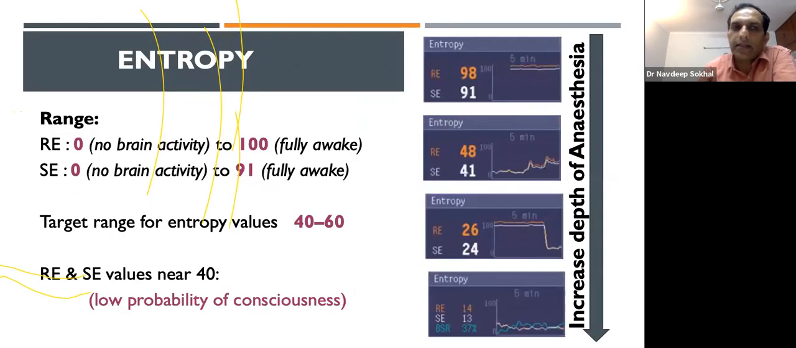Range, I said, for response entropy is from zero, no brain activity, to 100, fully awake, whereas state entropy would be 0 to 91 when fully awake. Target range is again like this, 40 to 60.